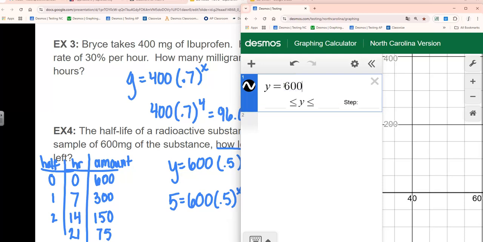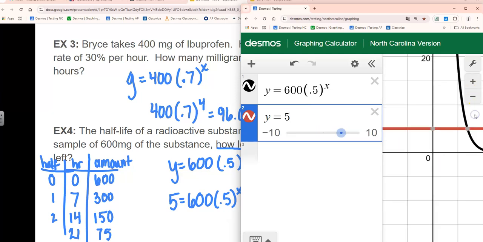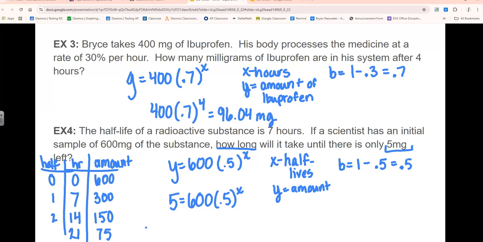So I've got y equals 600 times 0.5 to the x. I also have y equals 5 right here. Hit the house button. And I can actually see where that one crosses. I'm getting 6.907. But that is not hours. That is half-lives. So half-life problems are usually ones that kids miss a lot because they give this as their answer. That's our number of half-lives.